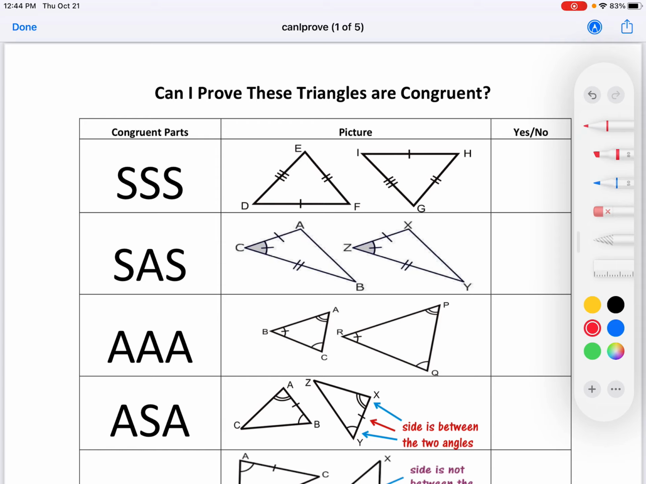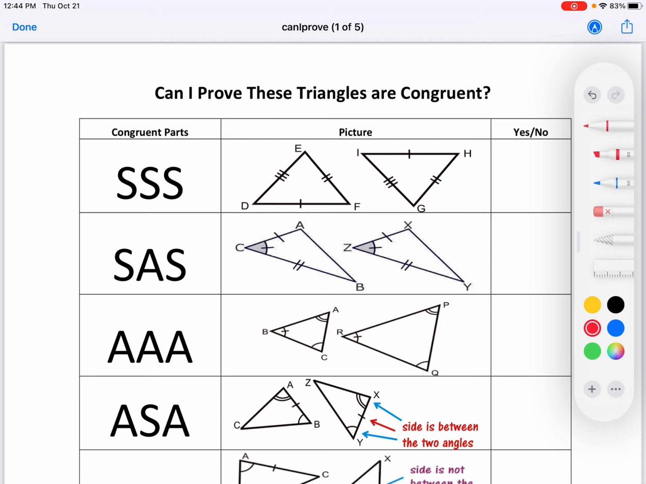Alrighty, we are looking at the last page of the Topic 4 notes packet. The last page of the packet is talking about asking a question at the top of the page: Can I prove these triangles are congruent? What we're trying to figure out is, if we are given the information about the triangles that's in the left and in the middle of this table, the congruent parts and the ones that match that picture, is that enough to prove that the triangles in the picture are congruent?